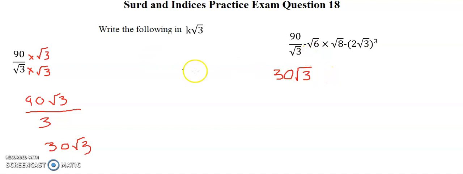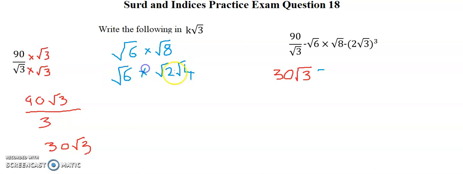And that is, I'm taking away square root 6 times square root 8. To make this simpler before I do it, I can see straight away that with 8, I'm going to have 2 times 4. Square root 2 square root 4. Now I know that square root of 4 is 2. So that turns into 2 square root of 2.